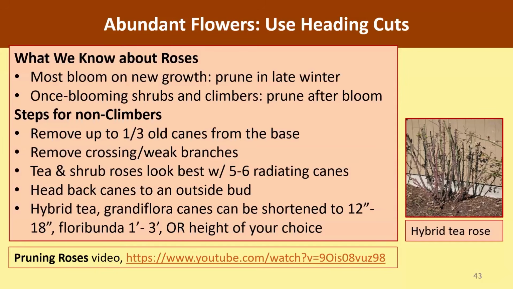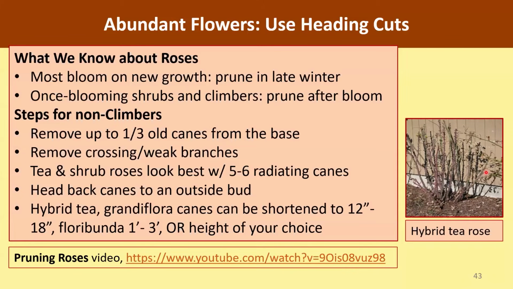So these are the steps for pruning a non-climber. You want to get low again and remove up to 1/3 of the old canes from the base. If you see anything that's crossing or weak, take them out. Use cuts as low as you can. Most people like to have 5 to 6 radiating canes from the center that remain. And with the canes we keep, you want to cut to an outward-facing bud.